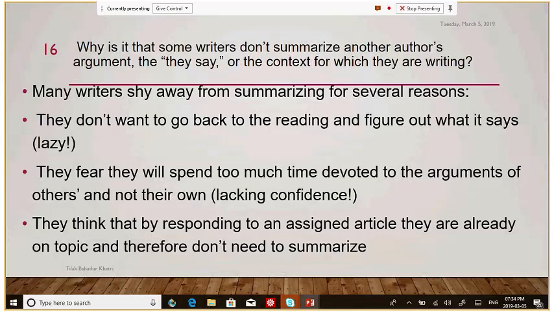Okay, as per your sharing, while summarizing any context or any text, we are too lazy to explain. Yes, sir. Second, what we want to summarize is not as intended in that text, so we feel a little lacking confidence. And finally, when we see the topic sentence of any article, we just say, oh, this is the topic sentence, so why should I go further? It is okay from the topic. So with that reason, we don't summarize other writers' arguments. Is it true?